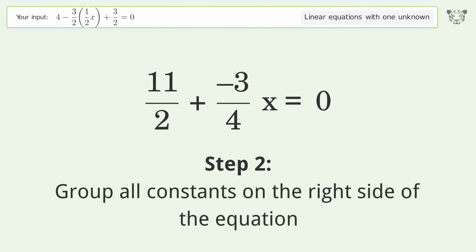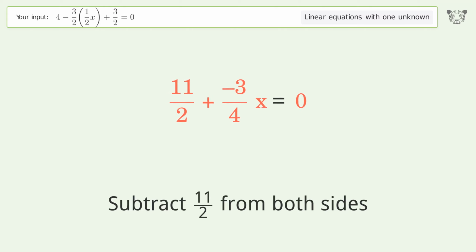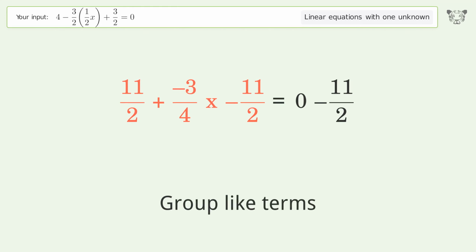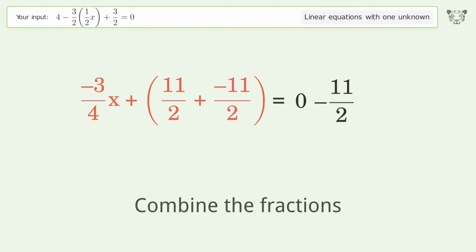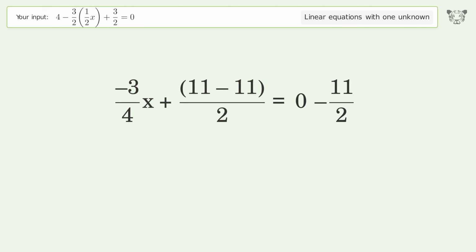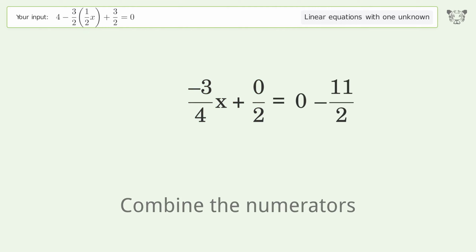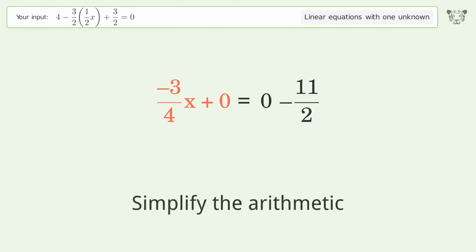Group all constants on the right side of the equation. Subtract 11/2 from both sides. Group like terms. Combine the fractions. Combine the numerators. Reduce the zero numerator. Simplify the arithmetic.